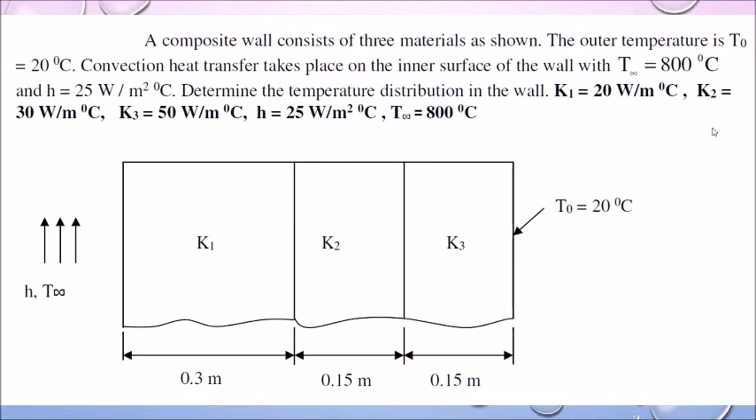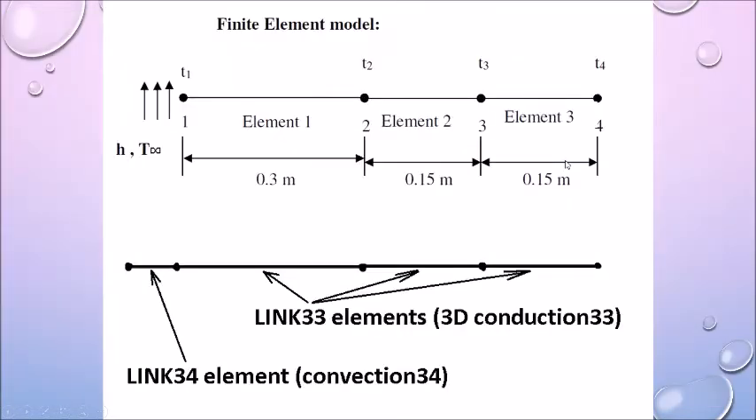As you can see, heat is flowing from left end to right end because the left end is exposed to a temperature of 800 degrees Celsius and the right end is at a temperature of 20 degrees Celsius. So it's a one-dimensional heat flow from left to right. So your FE model should consist of one-dimensional elements. There are link elements in ANSYS which can account for conduction heat transfer. But for accounting for this convection, we need to use a convective element like this.